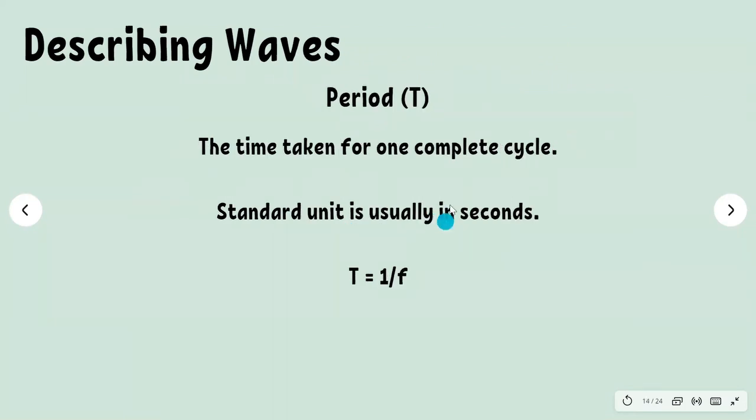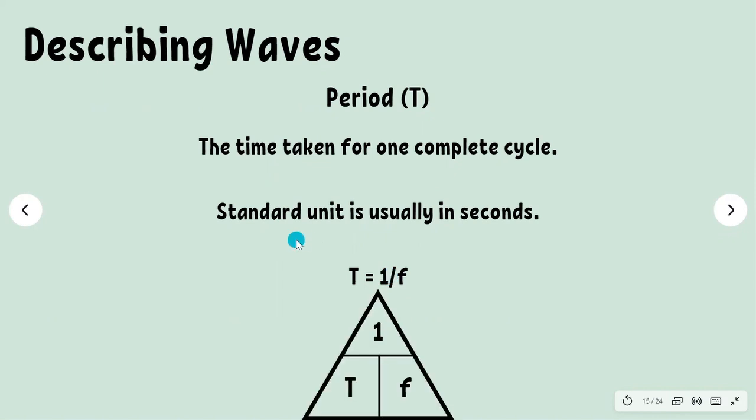Next we have period, that's labeled capital letter T. This is the time taken for one complete cycle. So the standard unit is usually in seconds because it's the time taken. And its formula is T equals 1 over F. This is the inverse of the frequency. And if you want to use the triangle method, you can write it like this: T equals 1 over F.